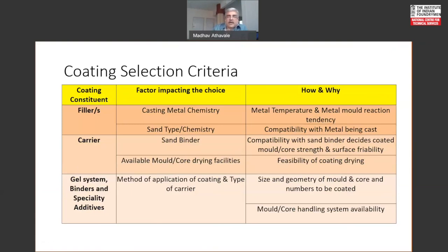Also, for example, for water carrier coatings, how wettable or non-wettable the core surface is will also decide what kind of surface active agents, wetting agents need to be used or not. And method of application in turn is governed by size and geometry of the mold and core, as well as the number of molds or cores to be coated, and obviously mold and core handling systems which are available. We will see a little more detail as we go forward.